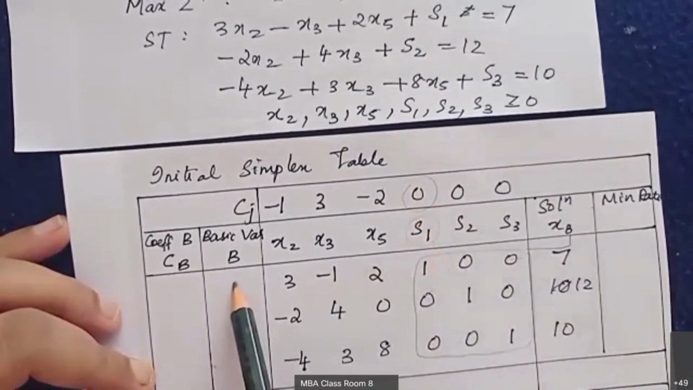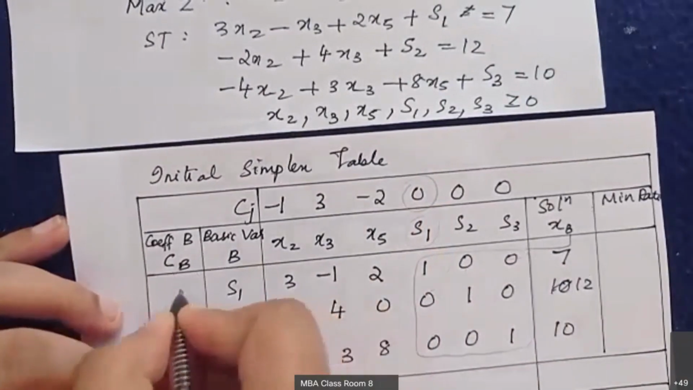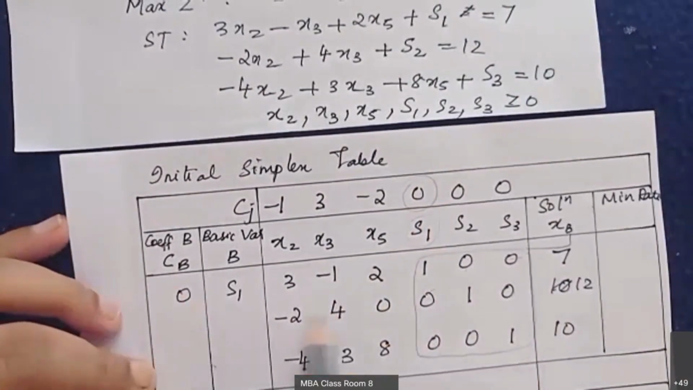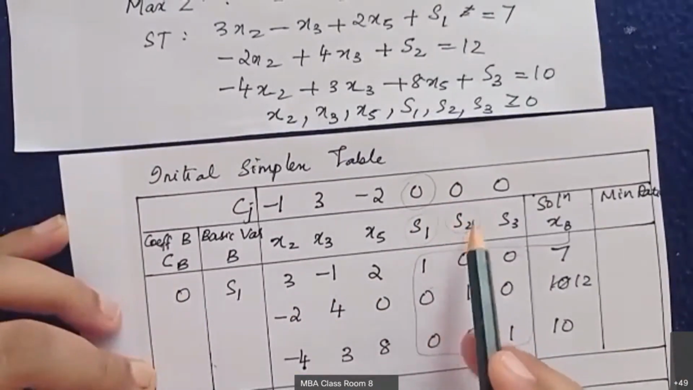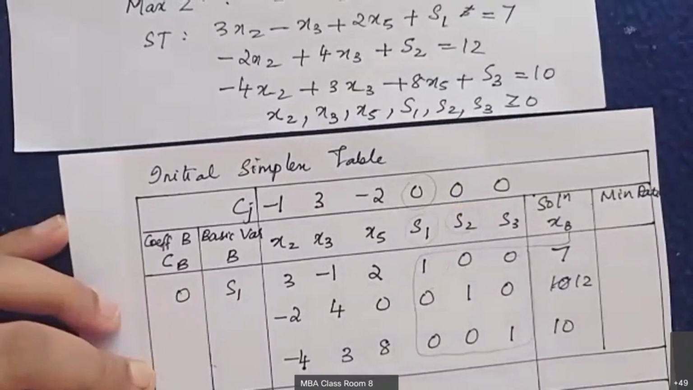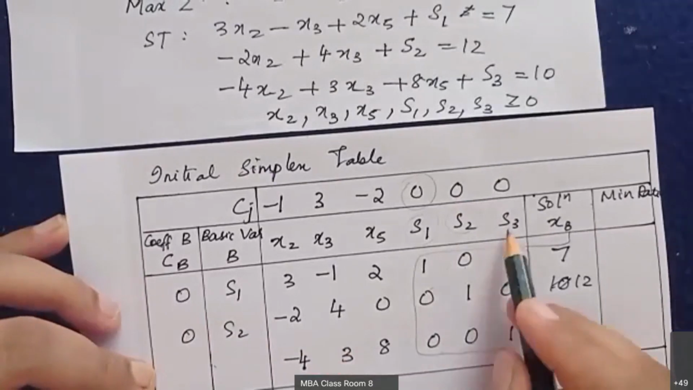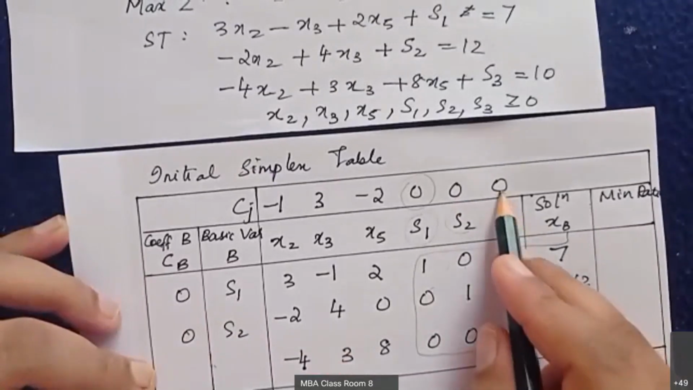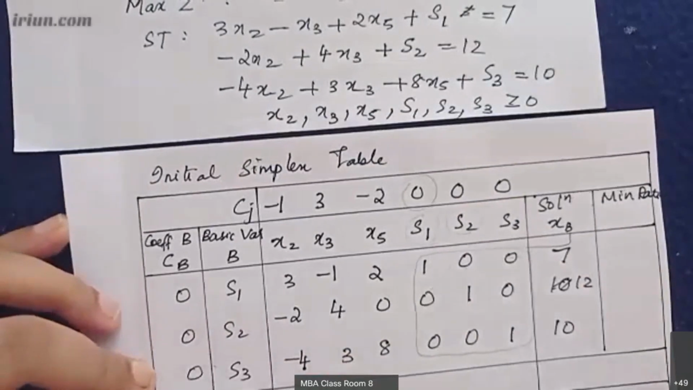So I will be writing over here S1 and here 0. In the second row I have a 1 over here, so the corresponding variable is S2 and the coefficient is 0. So over here I will be writing S2 and the coefficient is 0. Similarly, in the third row I have 1 here, the corresponding variable is S3 and the coefficient is 0. So I'll be writing S3 here and the coefficient as 0.